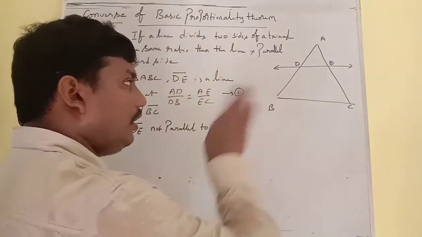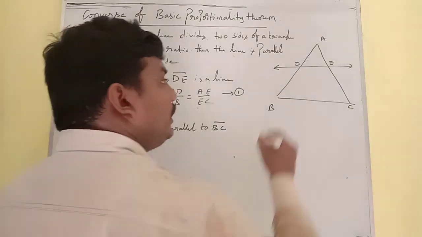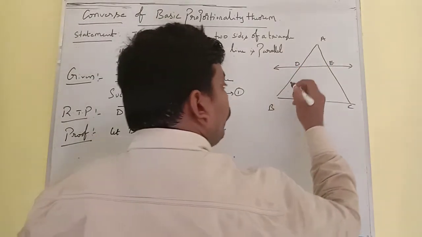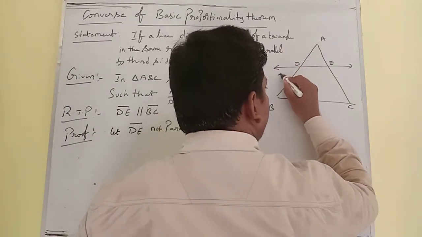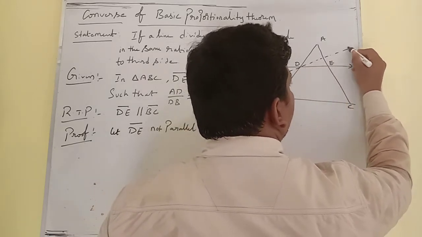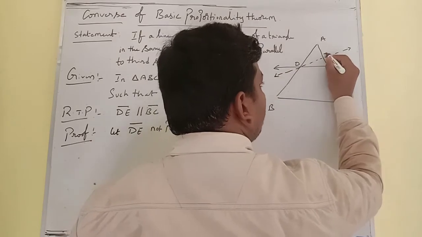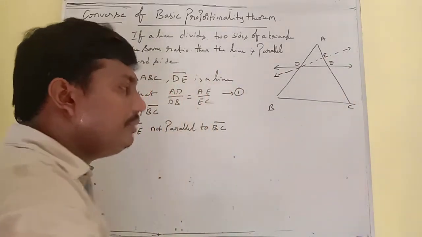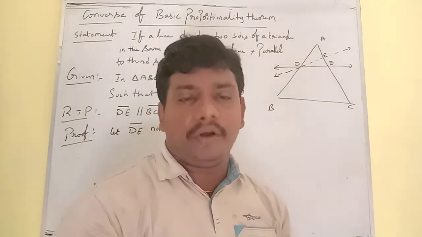So that parallel line also is passing through D. Suppose we are going to assume that. So one more line that I am going to consider: DF is one more line, which is parallel to BC and passing through the D point.